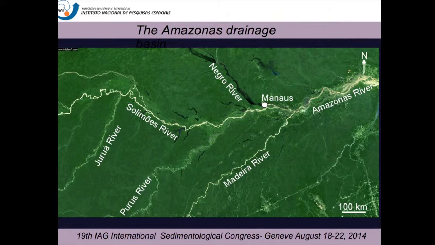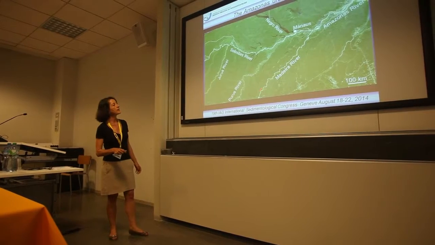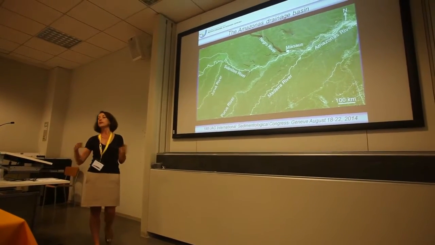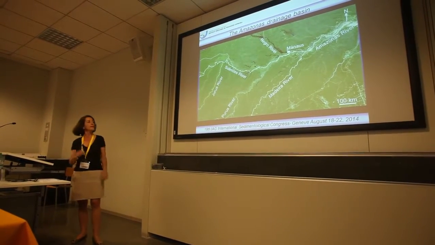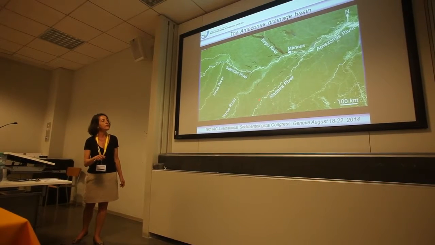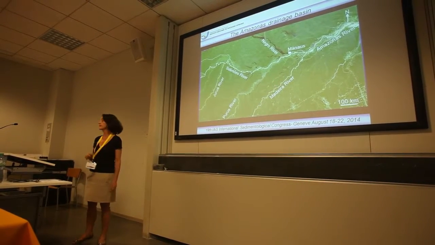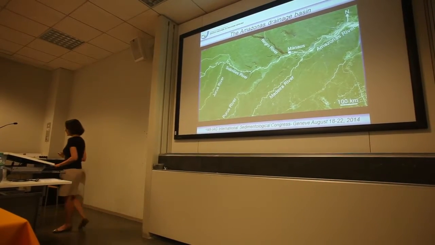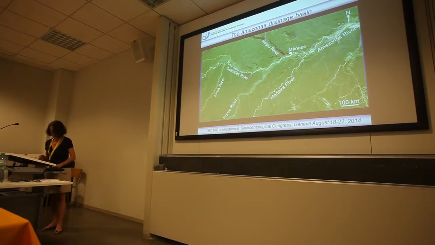This river is very different from the other tributaries of the Amazon basin, because here we have the Purus and the Juruá River, as you can see, very meandering systems. And the Madeira River, similar to the Amazonas River, is quite different. It's made of very long, very straight segments, and we also have some meanders here, but it's a different type of meandering than we have for the other two.